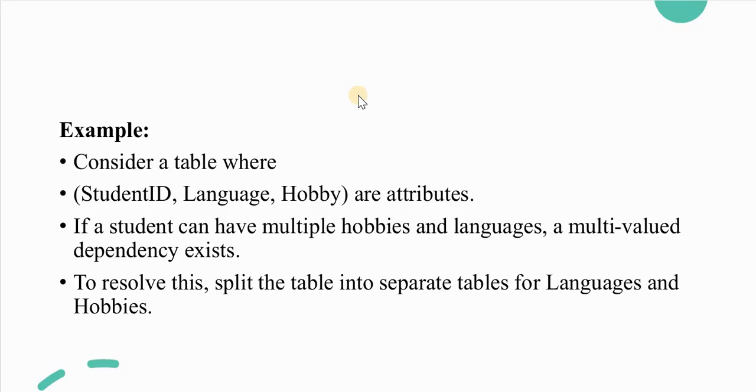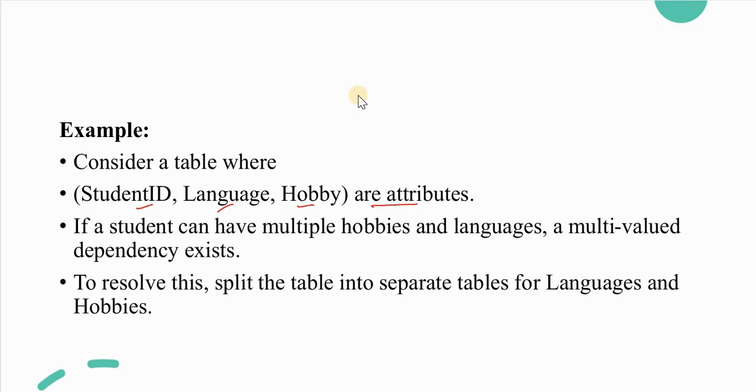For example, let us consider a table where student ID, language and hobby are the attributes. Here if a student has multiple hobbies, one particular student is interested in basketball, he might be interested in cricket, he might be interested in throw ball. So if a student has multiple hobbies, there exists a multi-value dependency.